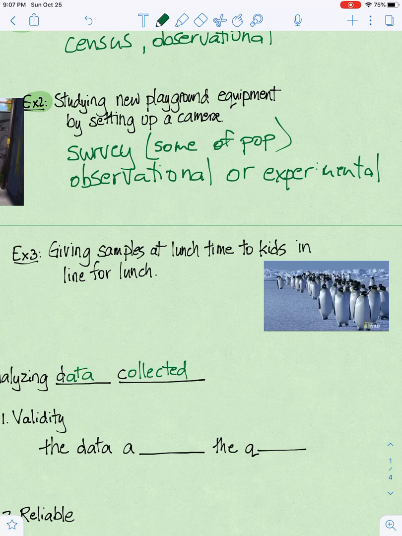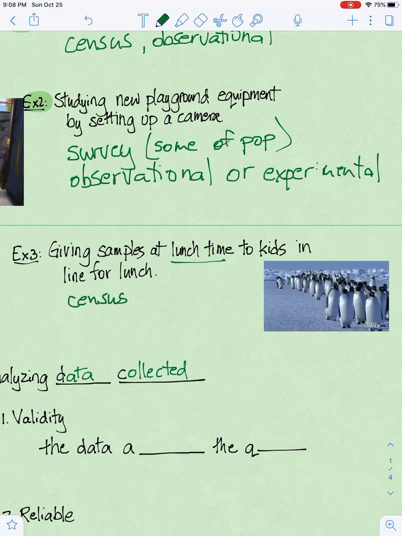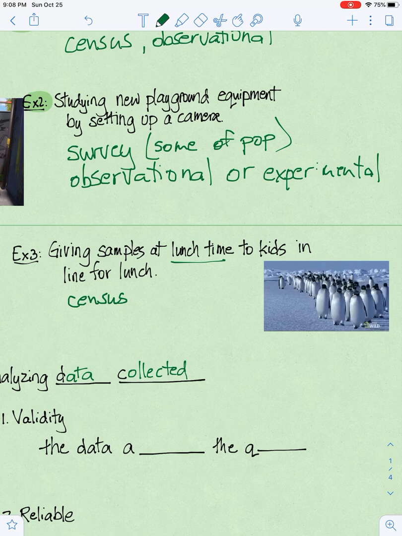Well, since we are giving it to the kids in lunch, and those are the kids that we are studying that are in line, not the kids who are bringing their cold lunch, then we would have to say this is a census. Obviously, we're not interested in the kids who either don't eat lunch or bring cold lunches. We're looking at kids who are interested in that lunch.